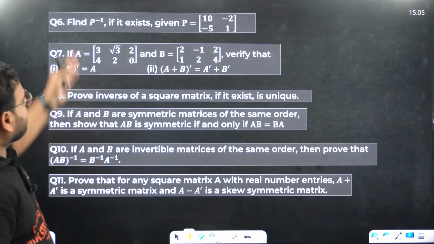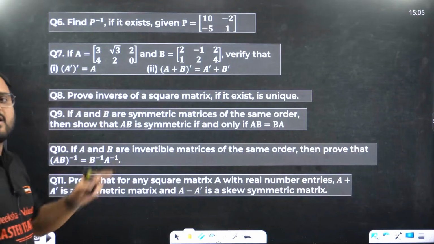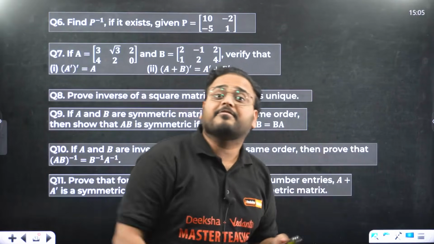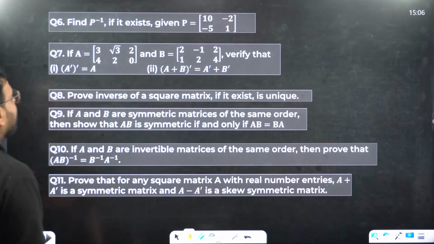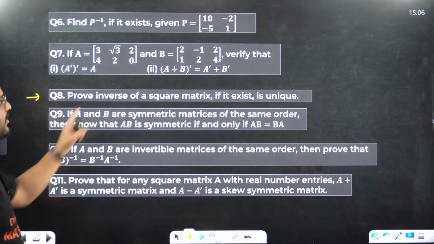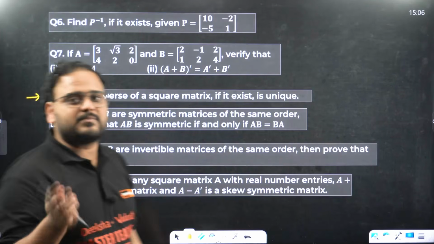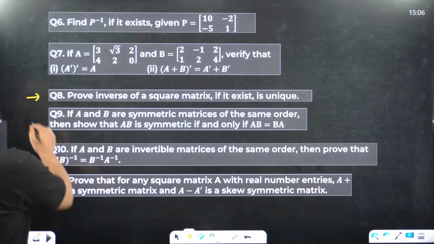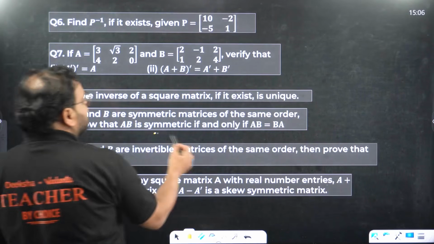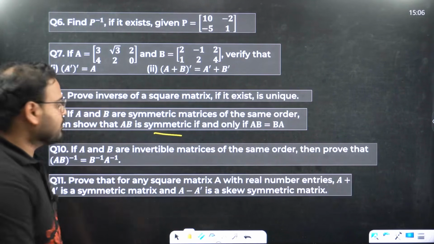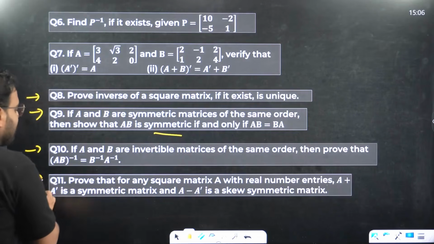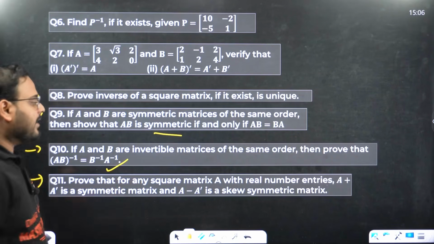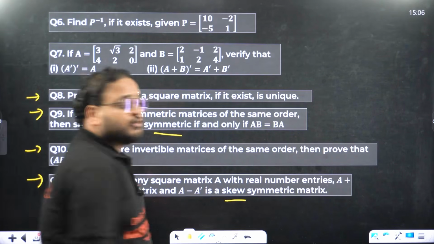Moving on, again a set of questions on 2 and 3 markers. This is from the properties of transpose of a matrix. Again this is property of inverse, proving the inverse condition. If an inverse is possible, it must be unique, and yes, I've given you proof of all these questions as well. Property of skew symmetric matrix and symmetric matrix from transpose. All these questions are very, very important. This is property of inverse, this is property of skew symmetric matrix. I have done all these questions.